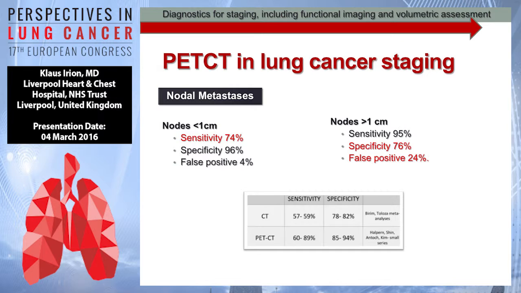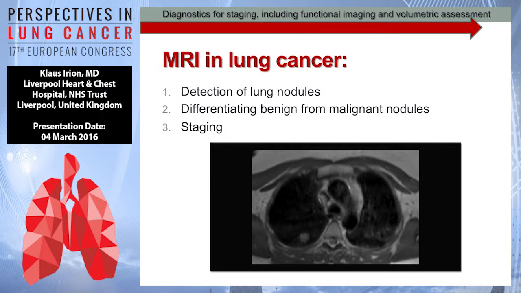The other thing that you need to know is that PET-CT for nodes has a sensitivity of 74 and a specificity of about 76. So similar to what we have with pulmonary nodules, 1 in 4 is wrong when you do that.